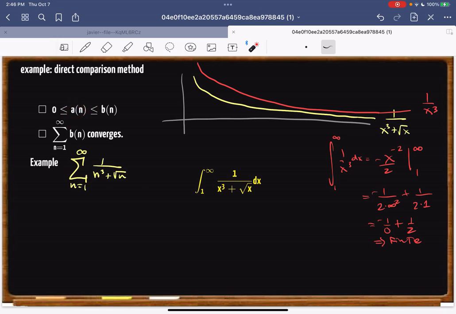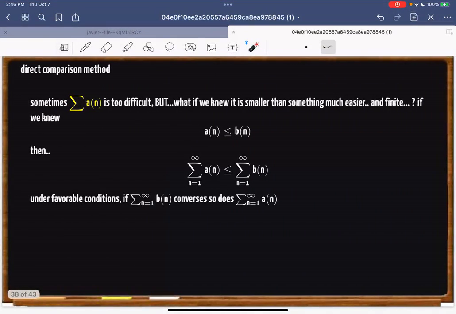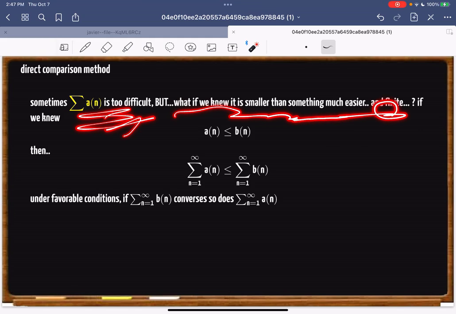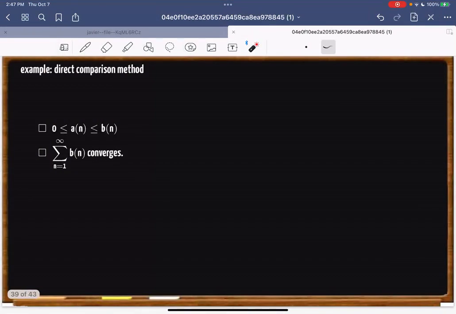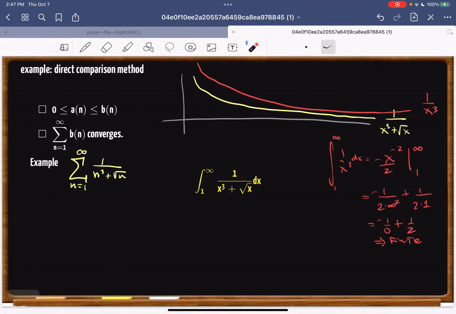Maybe a_n is way too difficult to figure out. But if we knew something that is much easier, and we know it's finite, so b_n is easier, well, it works both ways. If you can show that this guy is smaller than something that you know is finite, then this one will be finite. Or if this is your difficult one and you know it's bigger than something that is infinite, and this is even bigger, well, then that would be infinite. And so it works both ways. You can use it to prove something is infinite, or you can use it to prove something is finite. In this case, we're going to be showing that it's finite.